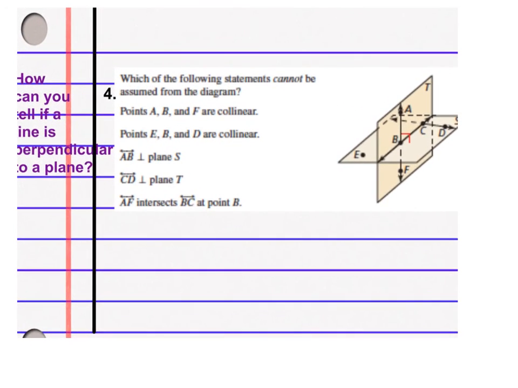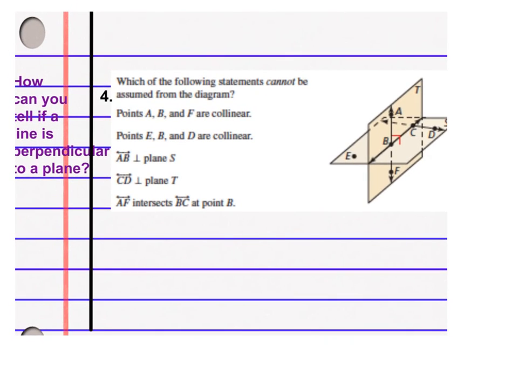All right, example 4, last example. So the question, I'll read it because it's a little cut off. How can you tell if a line is perpendicular to a plane? And if you wanted to, you might want to pause the video so you can kind of set this up. There's basically like a list for A, B, C, D, and E, and you're using this diagram. So which of the following statements cannot be assumed? So we're going to put like true or false.